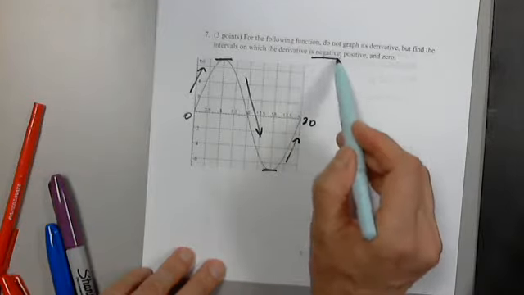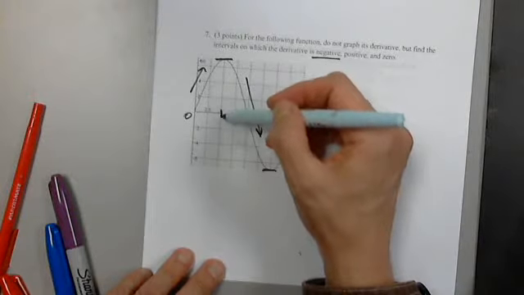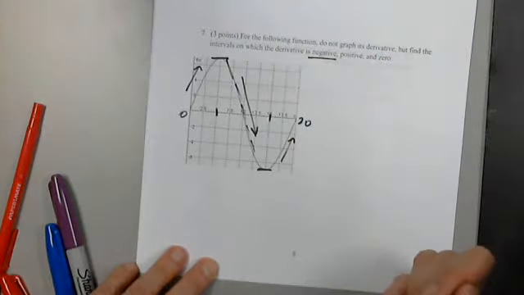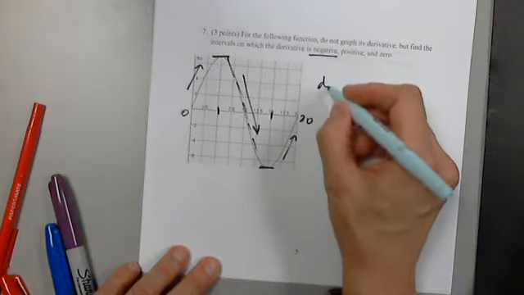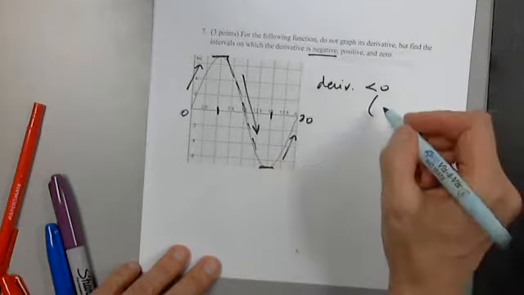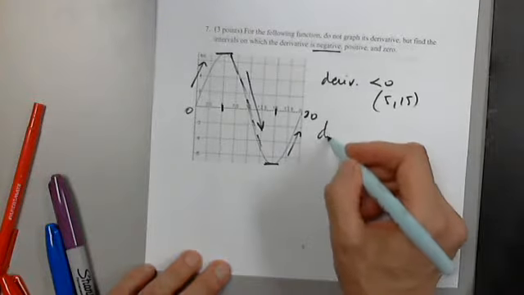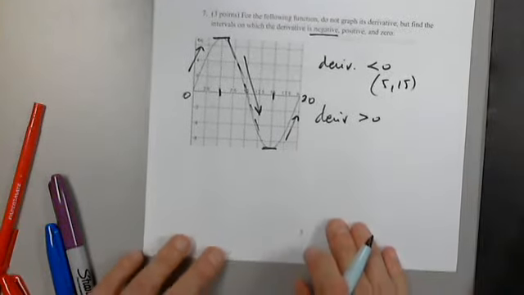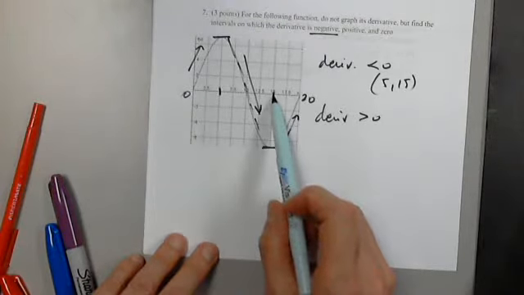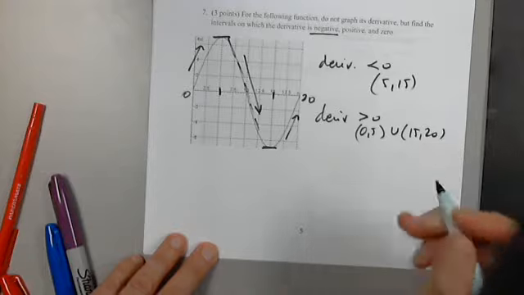So when is the derivative negative? Yes, between 5 and 15. The derivative is negative because the tangent will have a negative slope. So derivative less than 0 between 5 and 15. When is the derivative positive? So 0 to 5, union 15, 20.